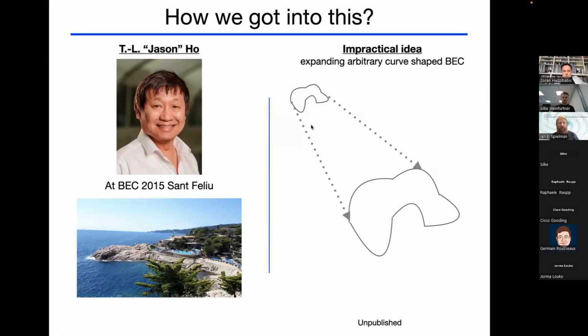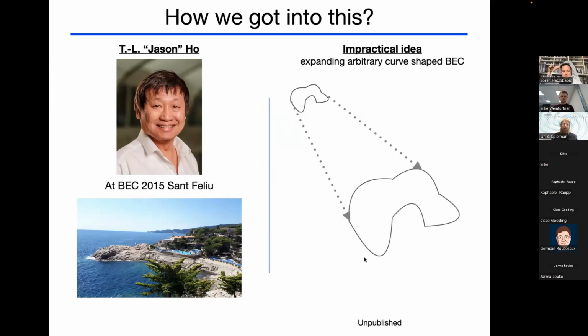All right, so another piece of credit I need to give on this talk is how did we get into this business in the first place? It's not like I woke up one morning and said to Gretchen, let's do analog cosmology. What actually happened is at lunch in San Feliu, Spain in 2015, I was sitting with Jason Ho over the ill-advised glass of wine you can have there. And he said he had an impractical idea, which was to have an arbitrary curvilinear shape like this and to inflate it dynamically in time and ask what happens to a one-dimensional bosonic gas when this happens.